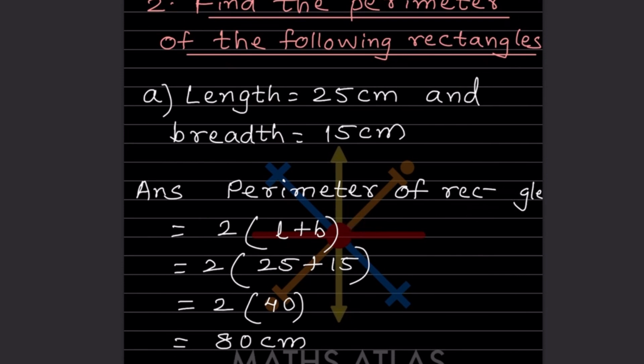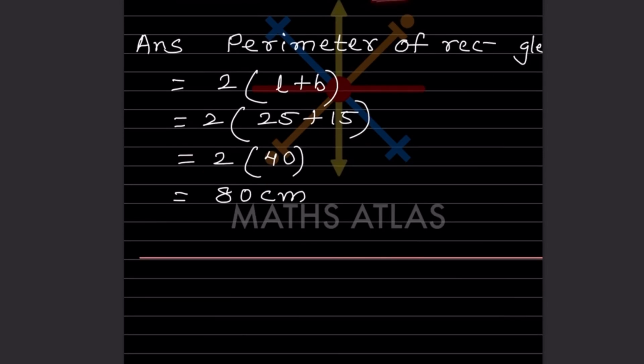So actually when I say twice into here, you cannot say that it is multiplication. And this 2 is for this as well as this one. So twice into length plus breadth. So 2 into this is 25 and breadth is 15. When you add this you get 40, and this 2 multiplied by 40 is 80. And what is this? Centimeter.